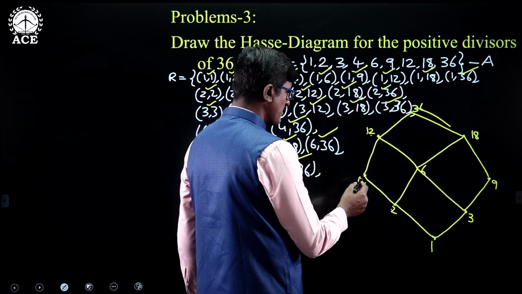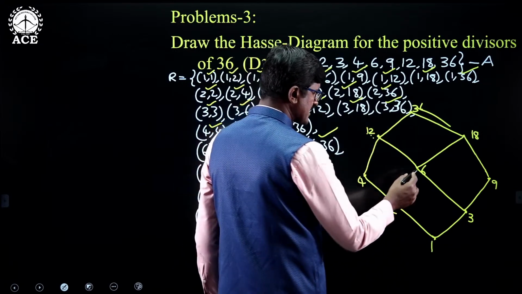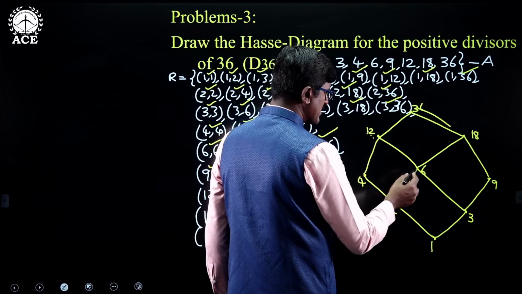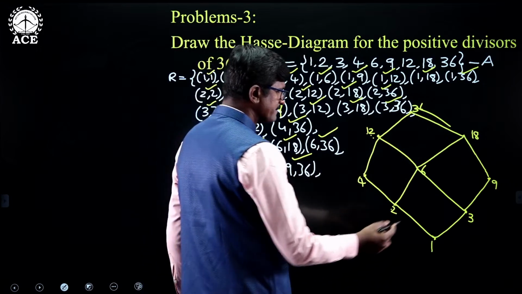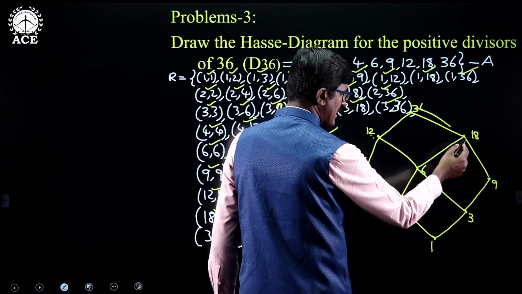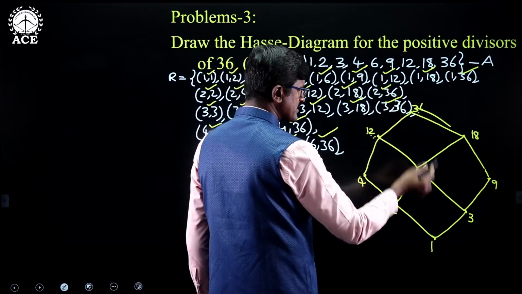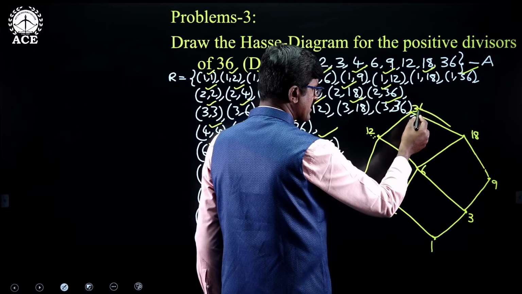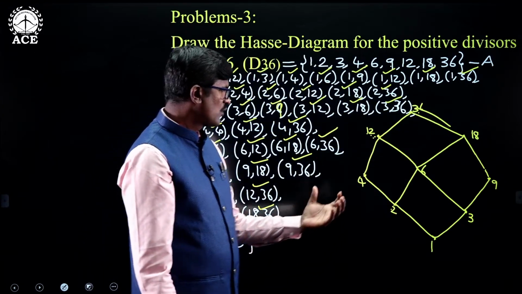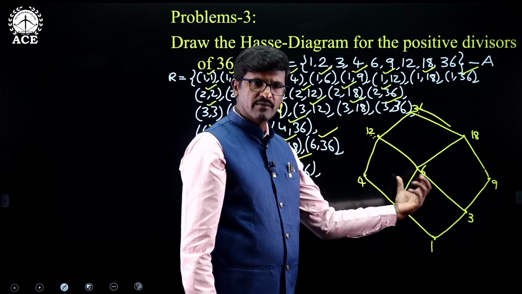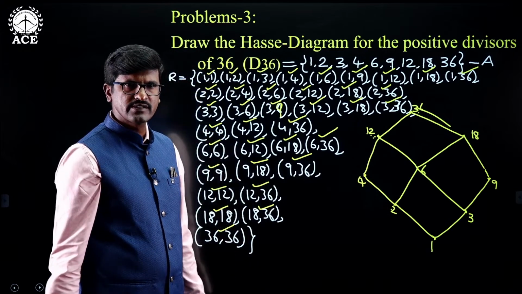Next 4: 4 comma 4, 4 comma 12, 4 comma 36. Next 6: 6 comma 6, 6 comma 12, 6 comma 18, 6 comma 36. Next 9: 9 comma 9, 9 comma 18, 9 comma 36. 12 comma 12, 12 comma 36. 18 comma 18, 18 comma 36. And 36 comma 36. So whatever pictorial representation I have drawn by using three conventions, this will be the Hasse diagram for the positive divisors of 36.